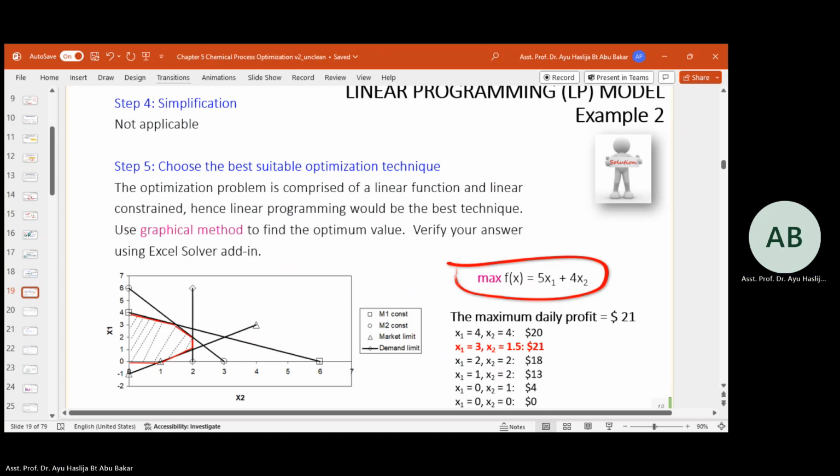Okay. Now, step 5, choose the best suitable optimization technique. Now, we use graphical method. You can verify using solver. Tomorrow, if possible, bring your laptop so that we can try to do using solver. Okay, Excel. Now, from all the constraints just now, we plot the graph.